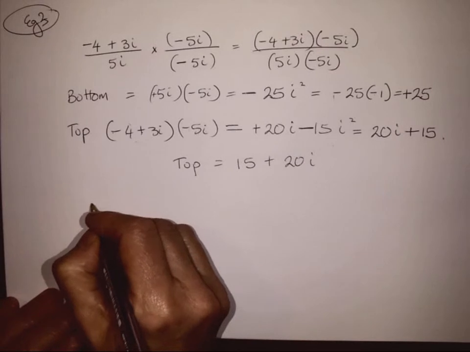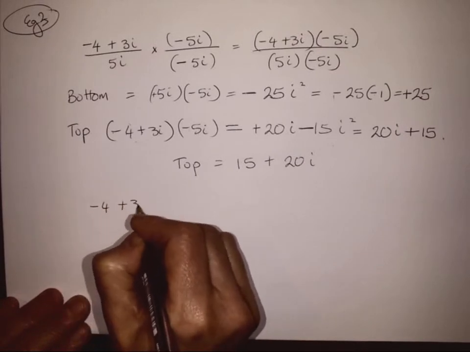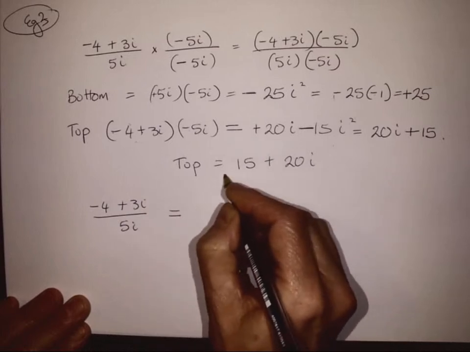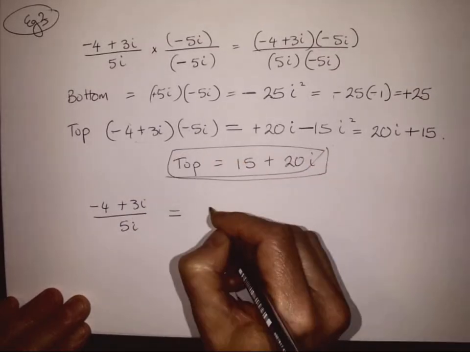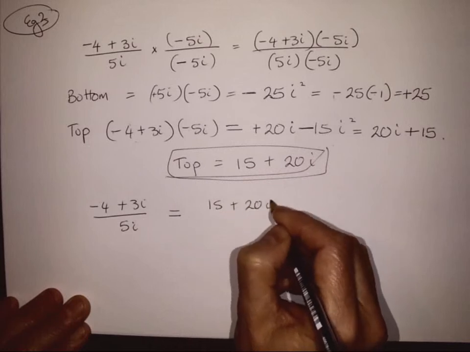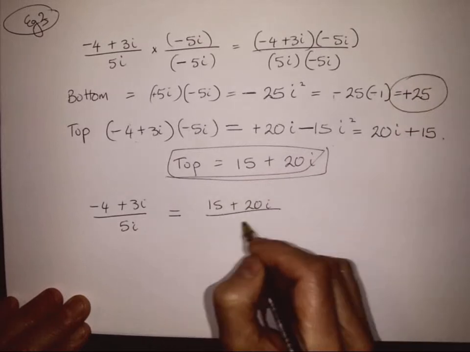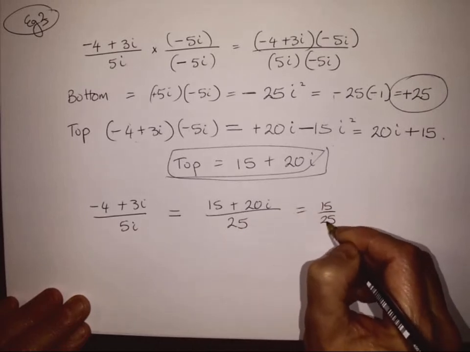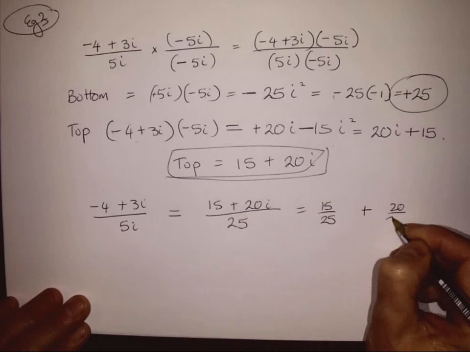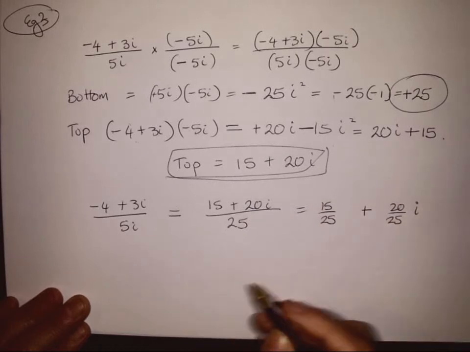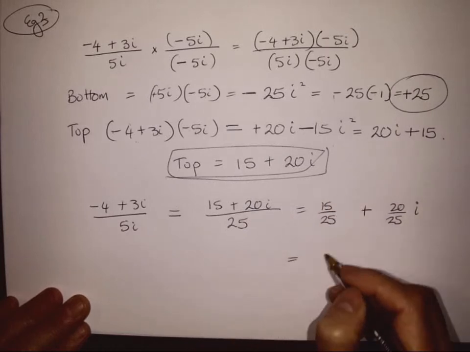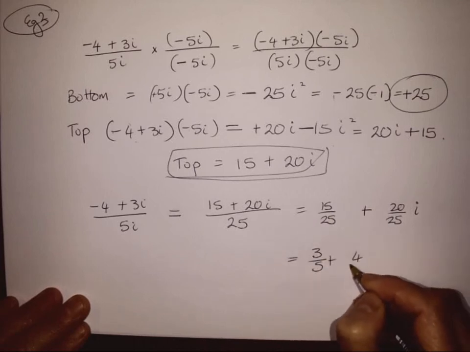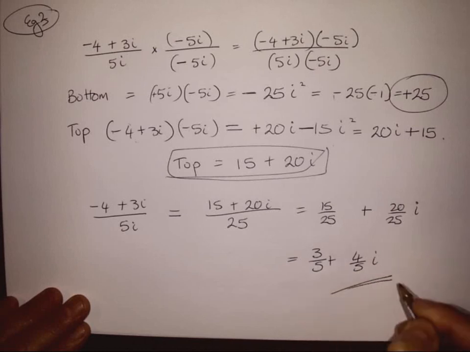So now, the question was minus 4 plus 3i over 5i, and that's equal to the top here, 15 plus 20i divided by the bottom, 25. And again, we say 15 over 25 plus 20 over 25i. And if you want, you could reduce it. 5 goes into both of them fraction-wise. 3 over 5 plus 4 over 5i. That's done. Thank you.